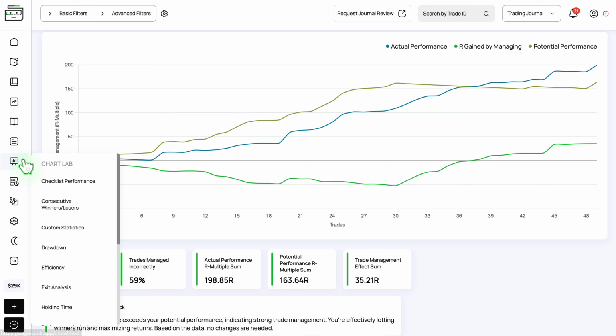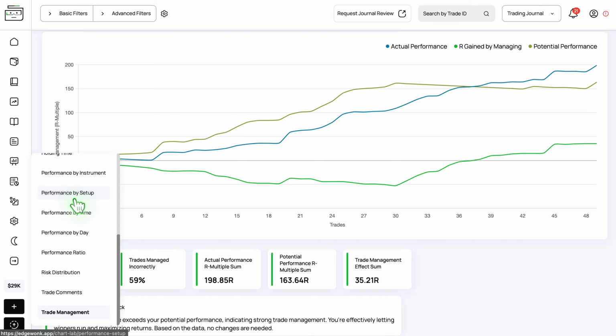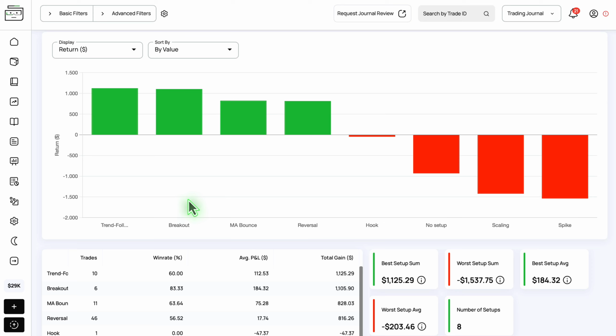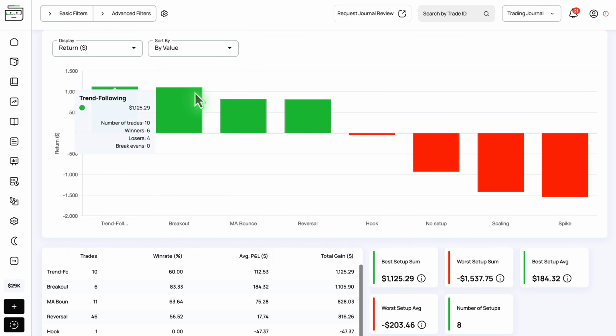Another thing that we can check is outliers in general. So we go back to the chart lab, but we want to go to our setups. So most traders trade a variety of different setups. And what we have seen is that traders who have a lot of setups, so sometimes we see traders who have 10, 15 or even more setups, there is a lot of inconsistencies, a lot of noise in their trading. Having too many setups can also obviously reduce your focus and really drag down your performance.